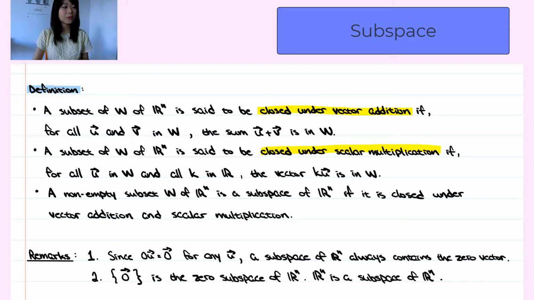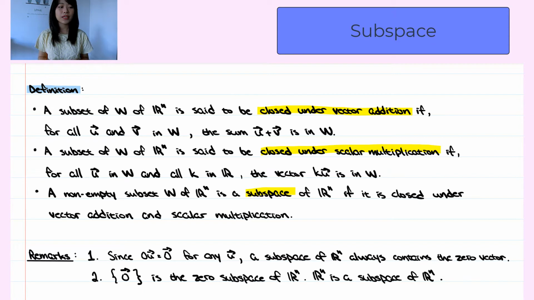And finally, we call a non-empty subset W a subspace if it's closed under vector addition and closed under scalar multiplication. From here we can draw two quick remarks. First, since for any vector u, 0 times the vector equals the 0 vector, a subspace of Rn always contains the 0 vector.